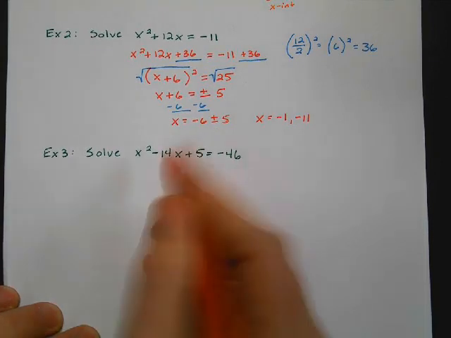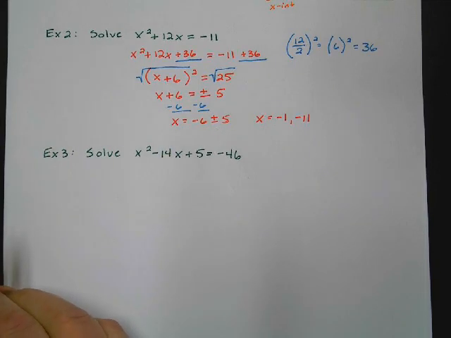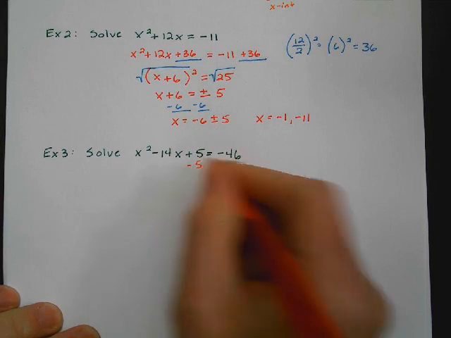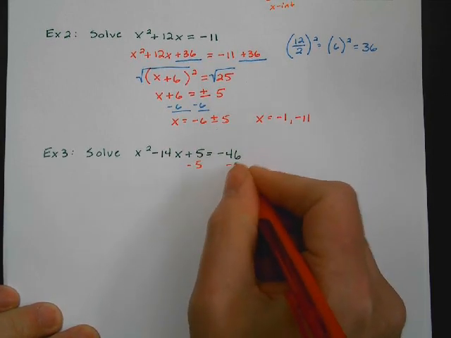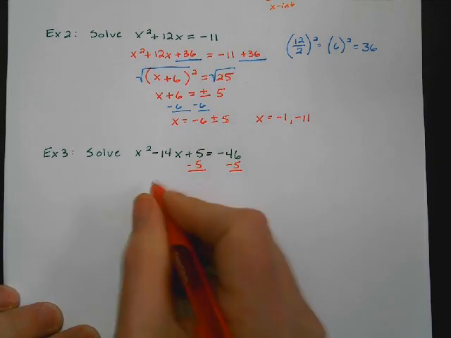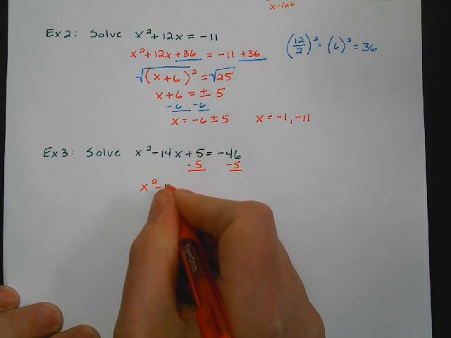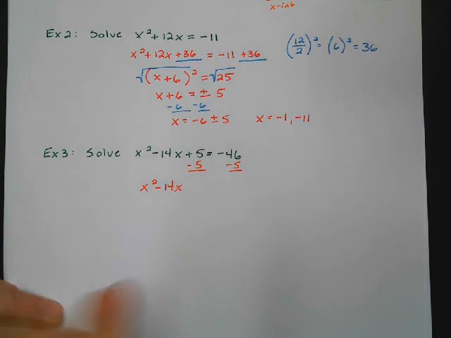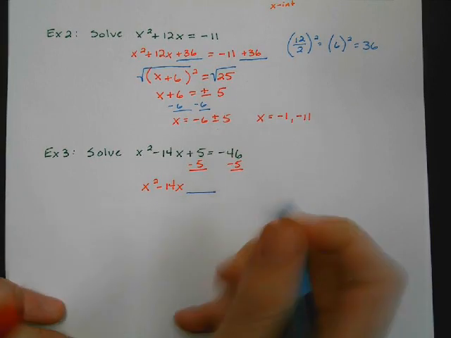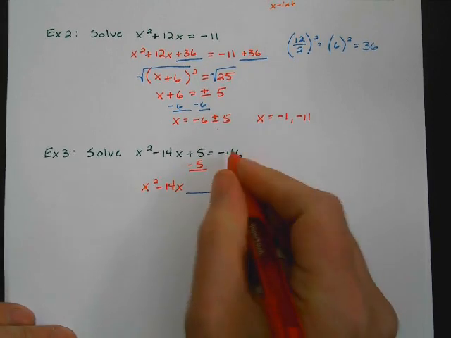All right, again, we need the x squared and the 14x isolated on one side of the equation. So we're going to move this positive 5. I'm going to subtract 5 from that side and subtract 5 from this side. So that gives me x squared minus 14x. I'm going to leave a little bit of a blank there because I'm going to need to add a number to both sides on my next step. So I'm going to get ready for that. Over here, I get negative 51.